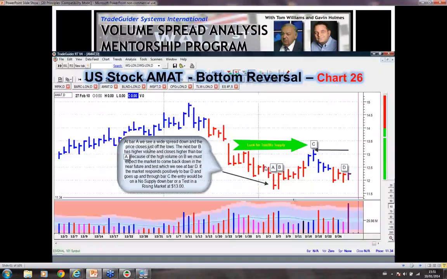All right, let me ask a question. Is there anyone got any questions on a bottom reversal? Yes or no? Anyone have any questions so far about a bottom reversal?